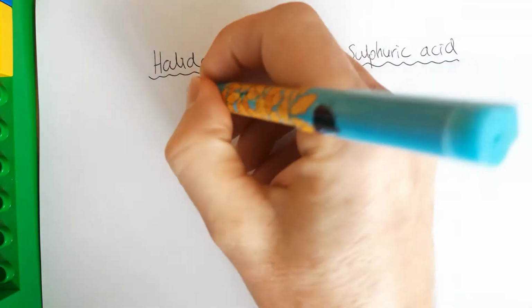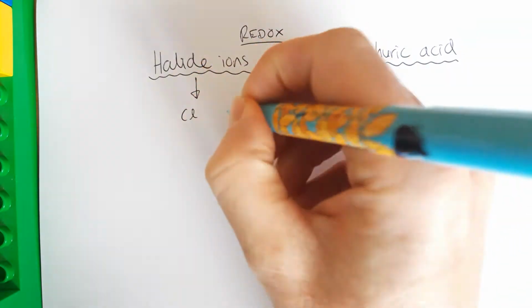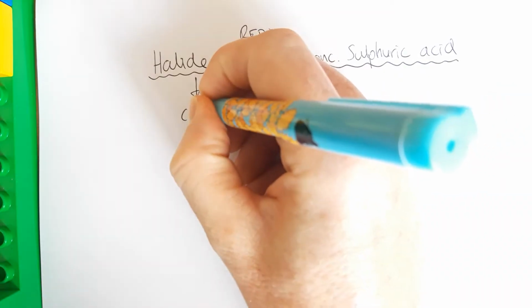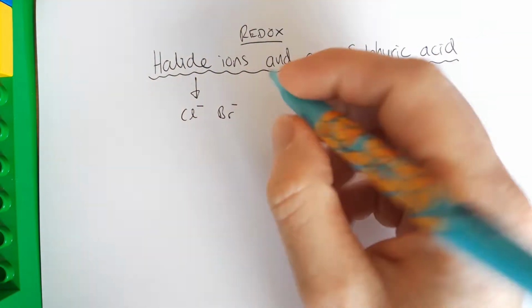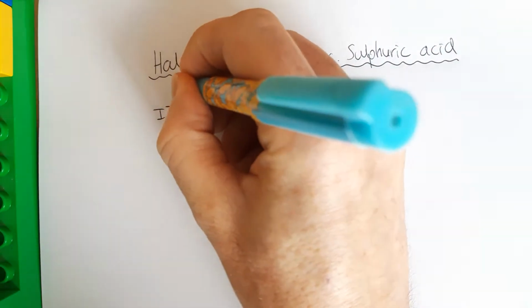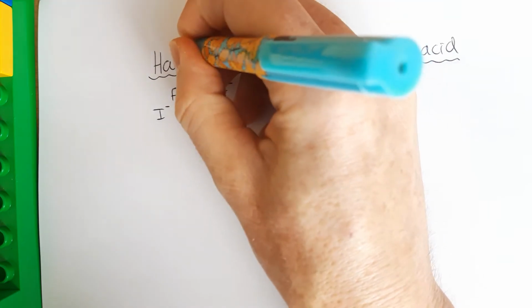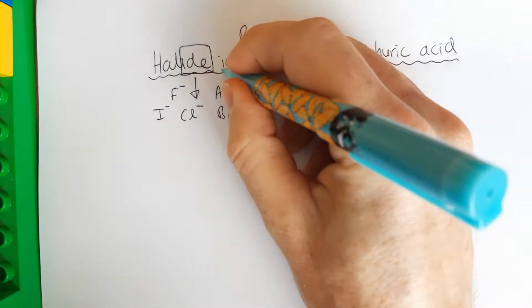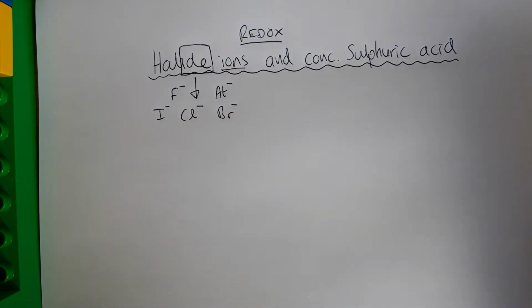First thing we need to realise then is, what is a halide ion? Well, a halide ion is a halogen that's gained an electron. So these are halide ions now. This is chloride, bromide, iodide, fluoride, astatide. They are halide ions. They're ions, it's got a charge, halide. They come from the halogens.